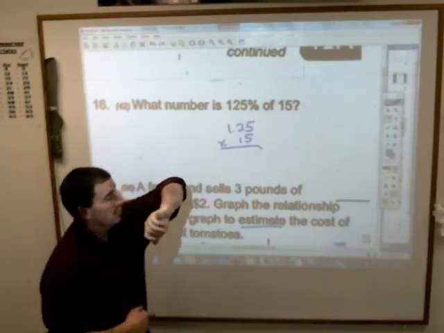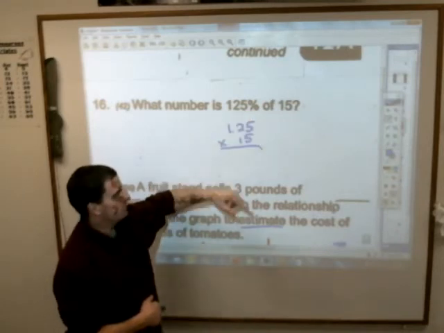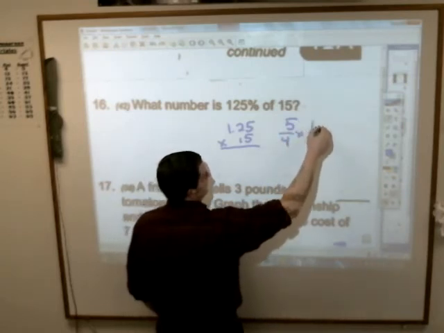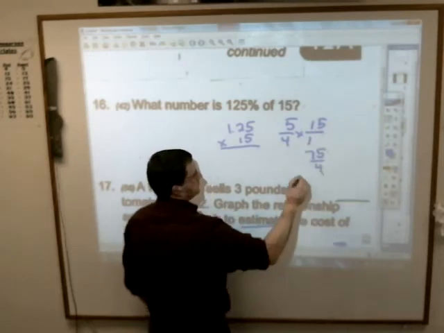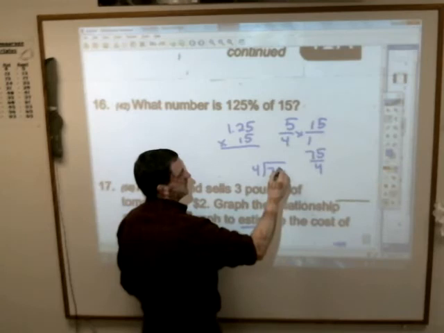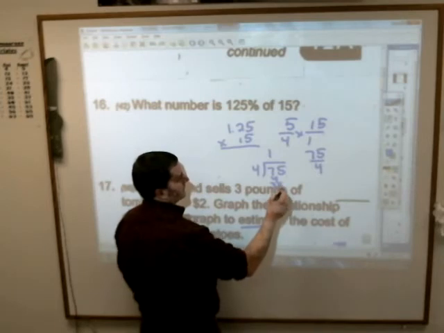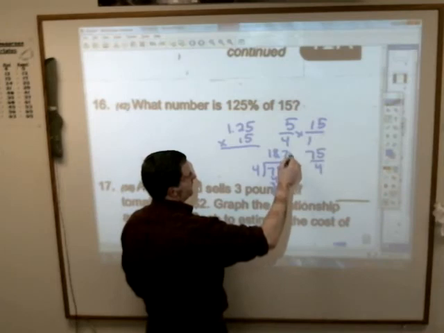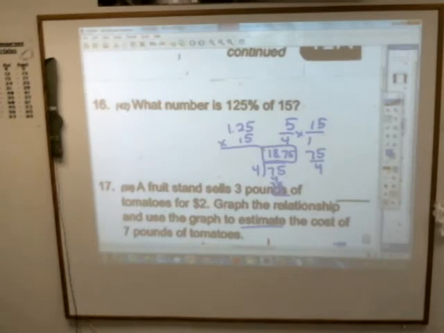It's 1.25. Or another way you could do that is change 125% into a fraction, which is what? 5/4, is it not? 5/4 times 15, which would give you 75 over 4. You could divide 4 into 75 and you'll get the same answer, I hope. 4 goes into 75 how many times? 18 times? 72, you get 3. 18.75. What's the answer to 14?